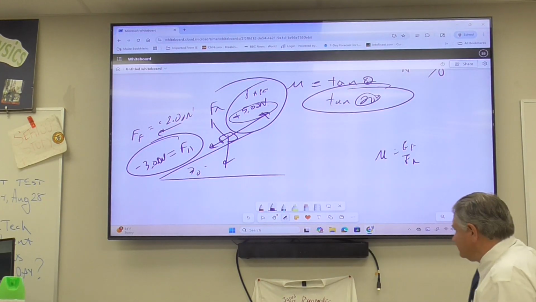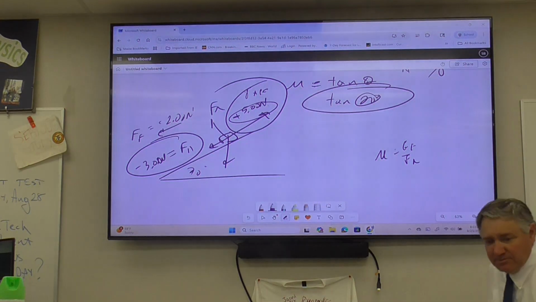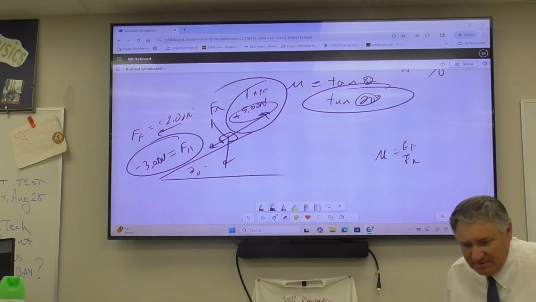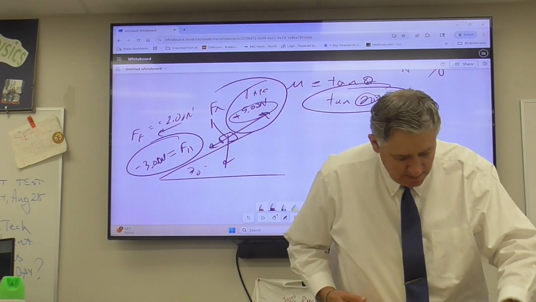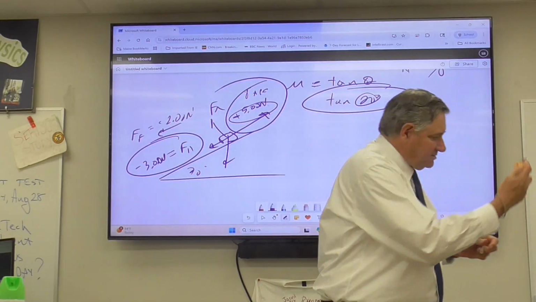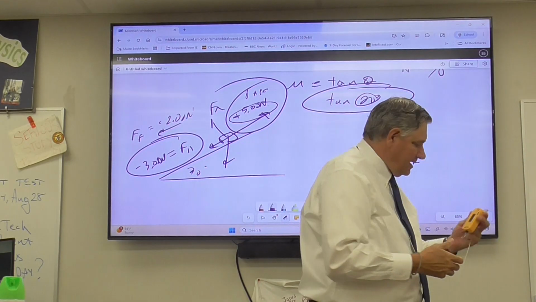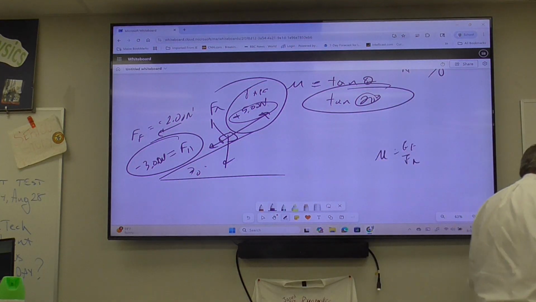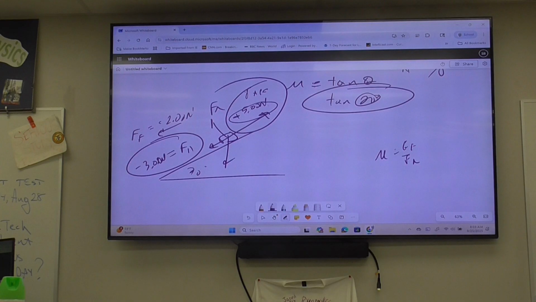Second lab. So we're going to start with something simple. So I'm going to take a Newton scale, and I'm going to re-zero it because I'm going to be hanging something up. And I'm going to hang it from here.